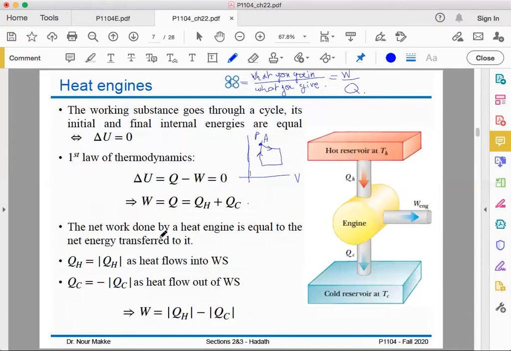And so we can say very briefly that the net work provided or done by the heat engine is equal to the net energy transferred to it. It takes QH but it returns QC. So we want to see what these QH plus QC are. First, QH is heat which is flowing into the system. So it flows into the working substance, and that means that QH is equal to plus QH, because it's the heat added to the system.